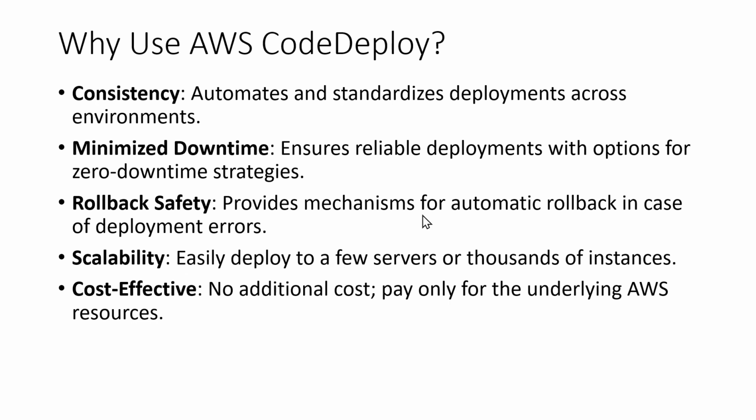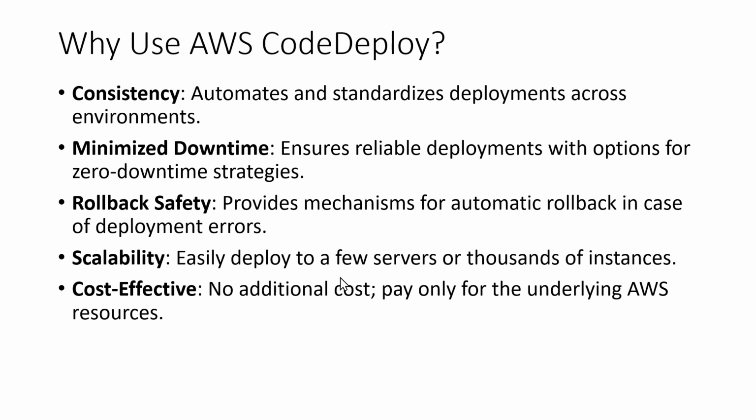And I just came across rollback safety: it provides mechanisms for automatic rollback in case of a deployment error. So if any stage has errors, it will automatically be rolled back, that is, the previous version is retained as it is, and the newer version won't get merged or deployed. The whole process will be reversed or revoked.